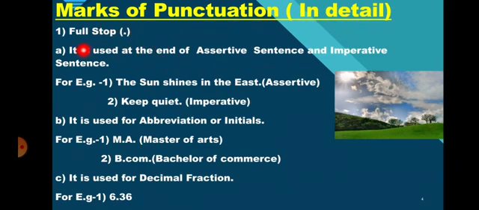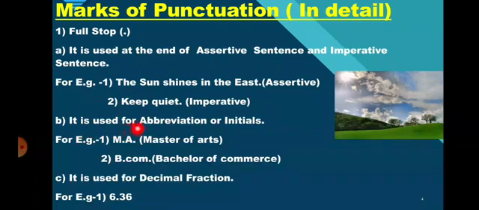First one, full stop. It is used at the end of an assertive sentence and an imperative sentence. For example, the sun shines in the east. It is an assertive sentence, so at the end of an assertive sentence, we'll put a full stop. Keep quiet. It's an imperative sentence. So at the end of an imperative sentence also, we'll put a full stop.